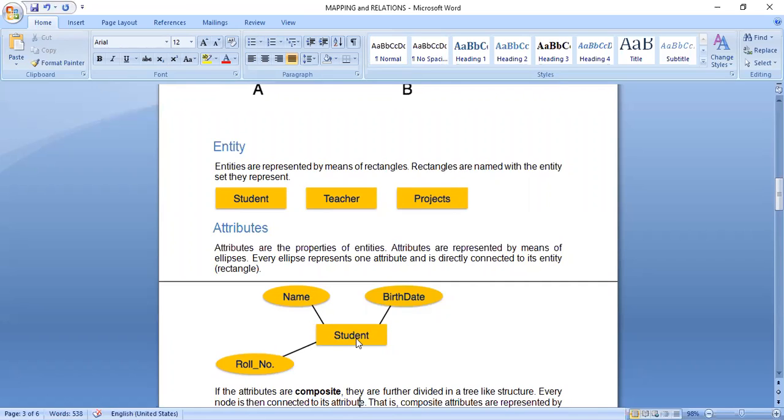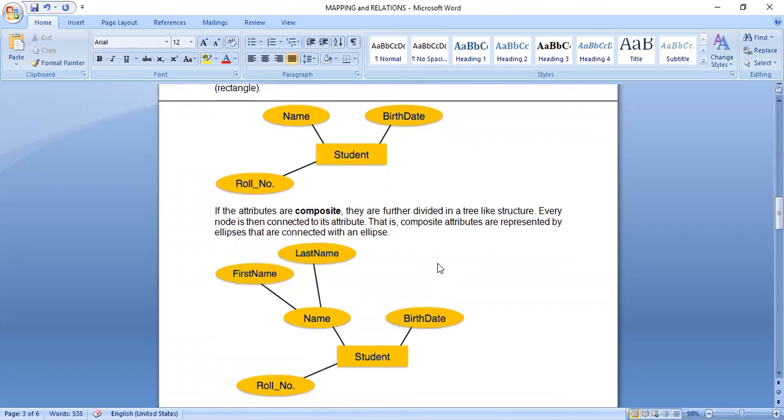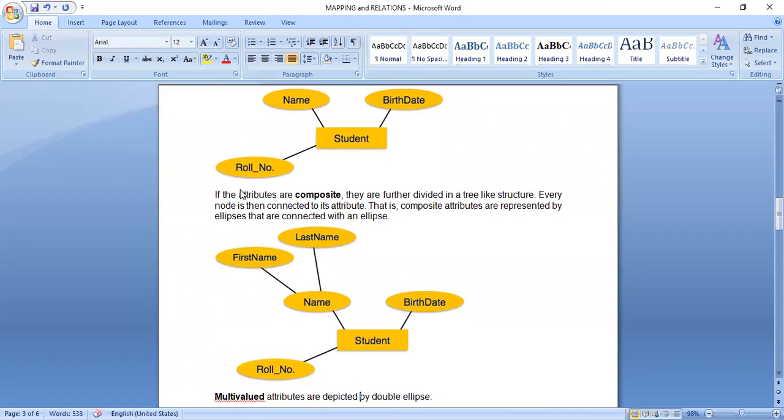If you consider a student, it can be better described by properties like name, roll number, birth date, age, marks, college, course, all these things. So if you want to describe a student, you describe it through various properties. Those are called attributes, and they are represented in this particular oval shape. Now if these attributes are composite, then they are further divided into a tree-like structure. See, if you have name.